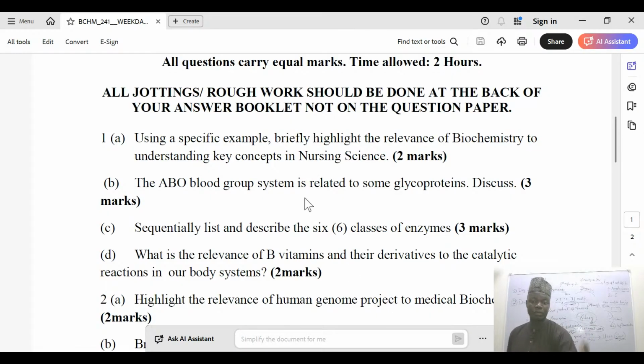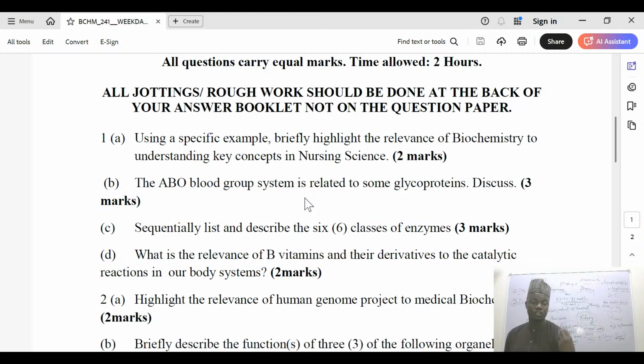So I think we give two examples here and it's clear and I think you understand. So you can apply the knowledge of biochemistry in disease diagnosis, you can apply the knowledge of biochemistry in drug development. And with these two examples, ladies and gentlemen, I think it is really clear. So do you understand? So that we can move to question 1B.